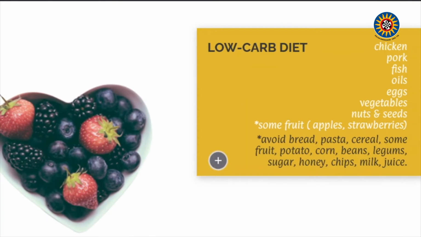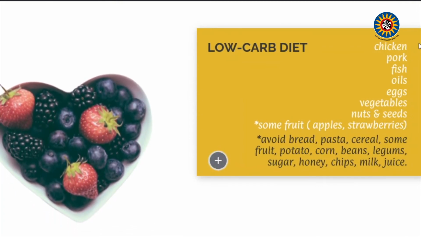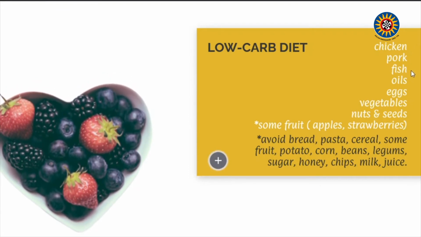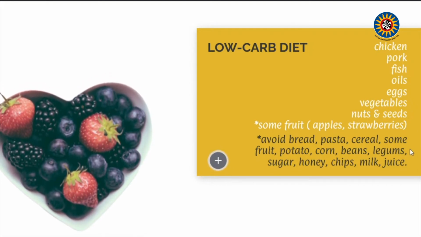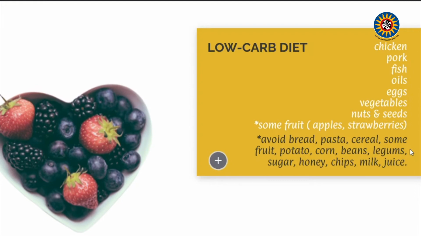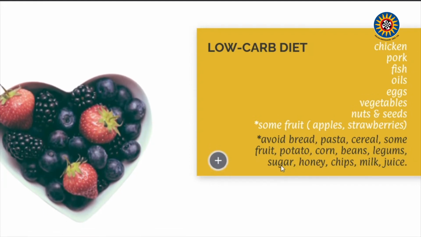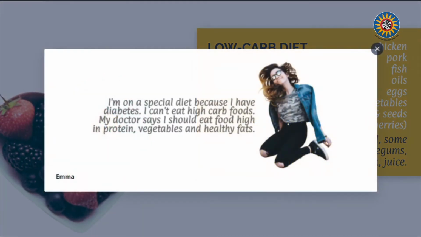Now let's go with a low carb diet. Well, this is a very restrictive diet. In this one, you can eat meat like chicken, pork, fish, healthy oils, eggs, vegetables, some fruit, but you can't eat bread, pasta, cereal, fruit like banana and mango, and you have to avoid sugar and many other food high in carbs.